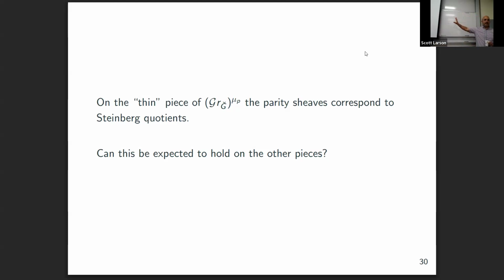And I don't think anybody has an answer for what the Leslie and Lonergan parity sheaves correspond to on the other pieces of the fixed points.